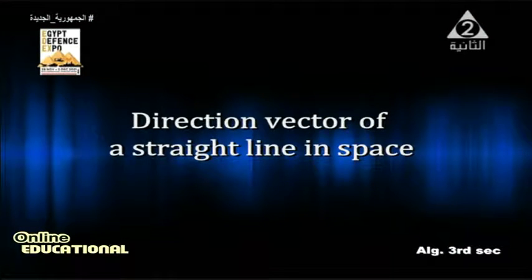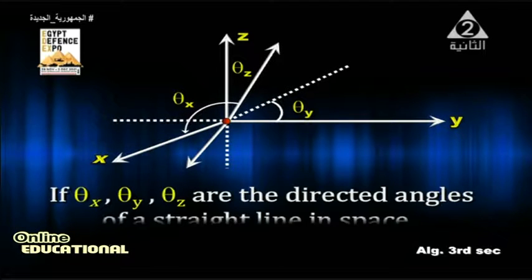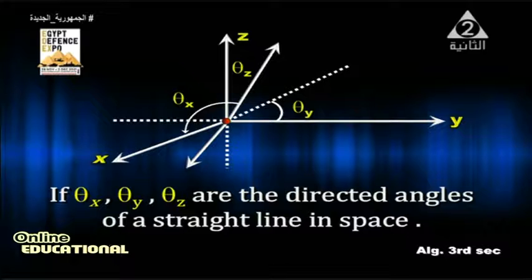Direction vector of a straight line in space. What is the meaning of the direction vector of a straight line in space? Look at this figure. We have 3 angles. Theta x, theta y, theta z are the directed angles of a straight line in space. The straight line L is inclined with the x-axis by theta x, with the y-axis by theta y, and with the z-axis by angle theta z.